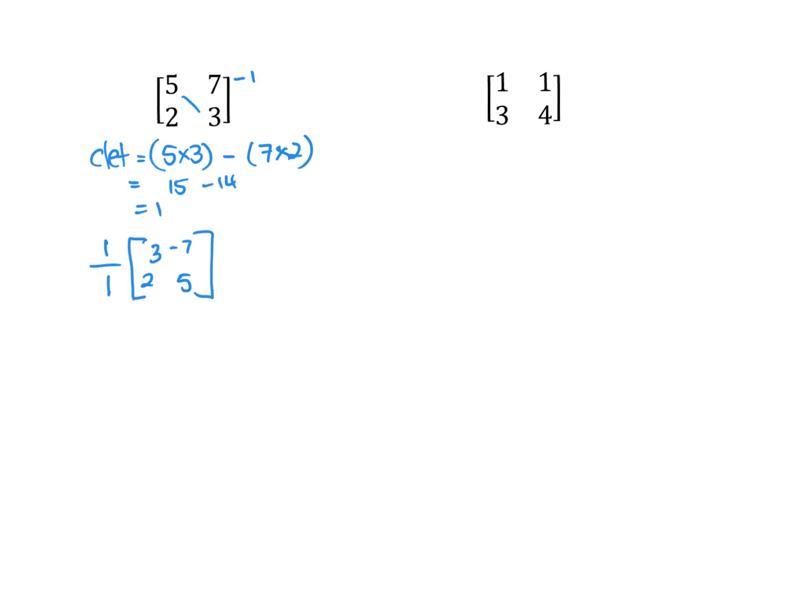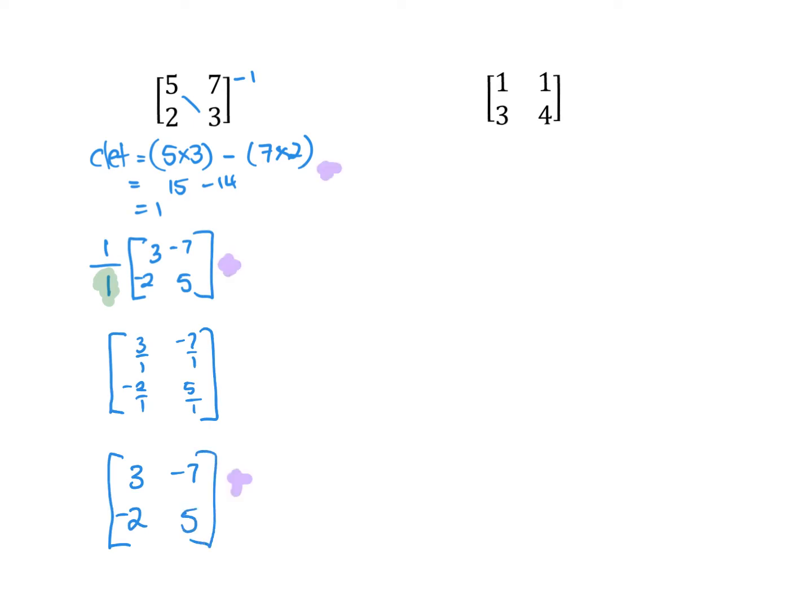Okay, so whatever the determinant is, that's the number we're going to put at the bottom. So it would be 3 over 1, negative 7 over 1. But what is anything over 1? It's just itself, isn't it? So we could go straight to the answer. And there's our answer.